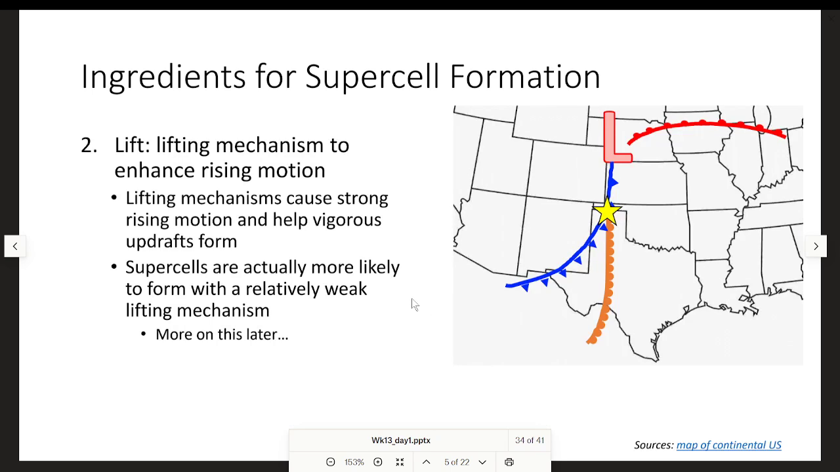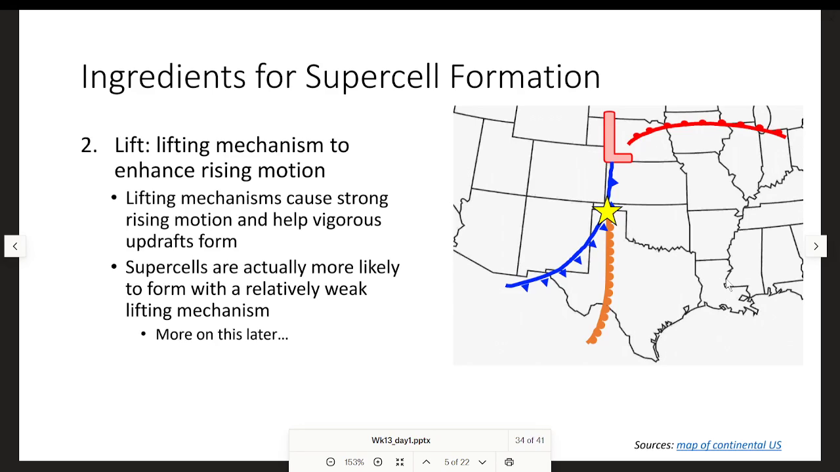Yes. Okay. Lift. You need a lifting mechanism to enhance the rising motion. Lifting mechanisms cause strong rising motion to help vigorous updrafts form. However, life lessons learned the hard way: supercells are more likely to form with a weaker lifting mechanism, and we'll talk more about this later. Like a mild to moderate lift. You don't want too much lift. Anyway, this is a good source of overall lift to create lots of different supercells.